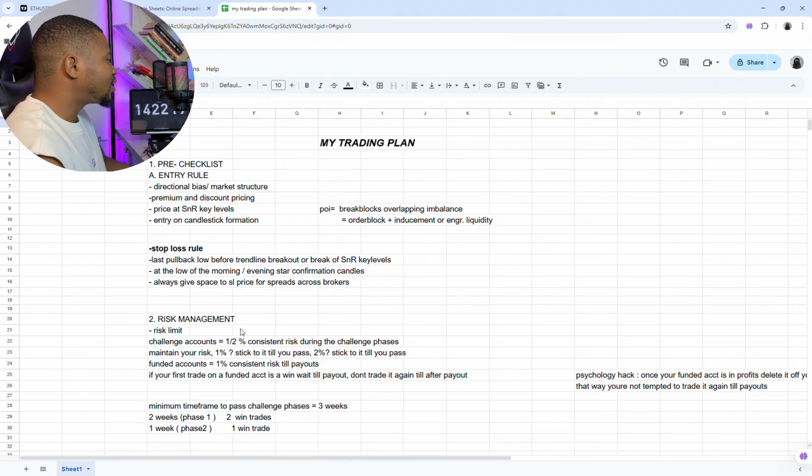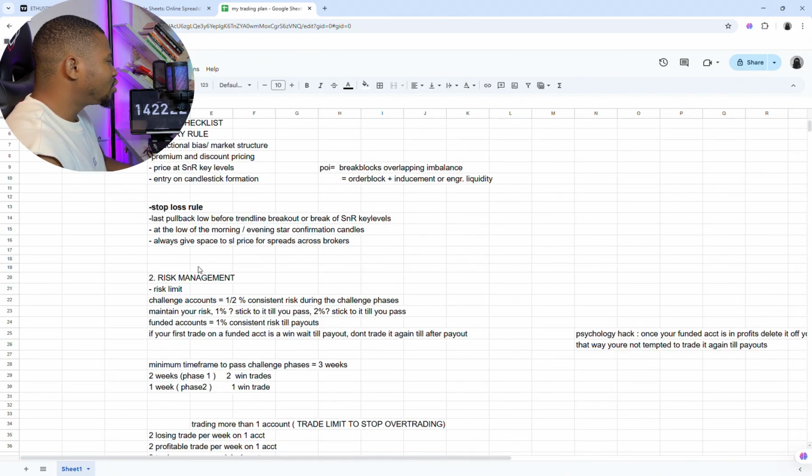Now the second is risk management. In risk management, I have what I call the risk limit. I majorly use this for my prop firm accounts, so I trade prop firms majorly. For my challenge account, these are the risks I take, and this depends on the daily drawdown. So if the prop firm I'm trading with has a daily drawdown of 10%, I usually go for 1% risk, if I want to have a 10 trial sample size.